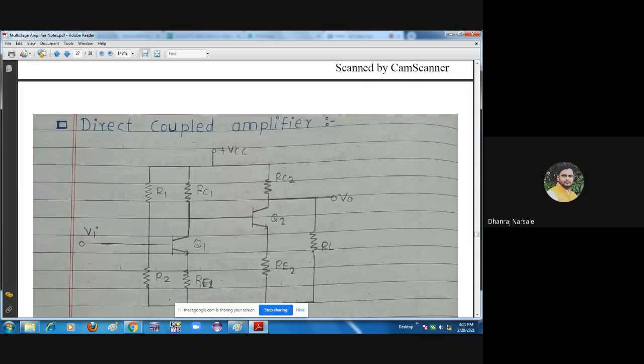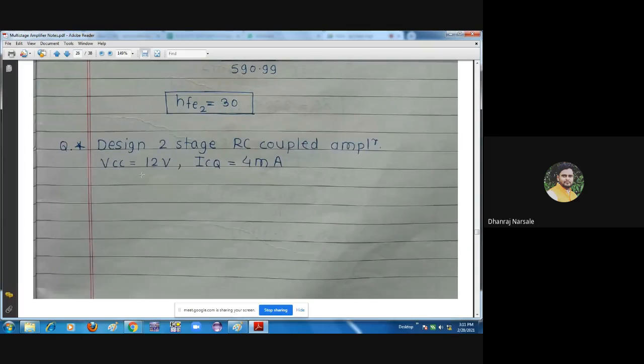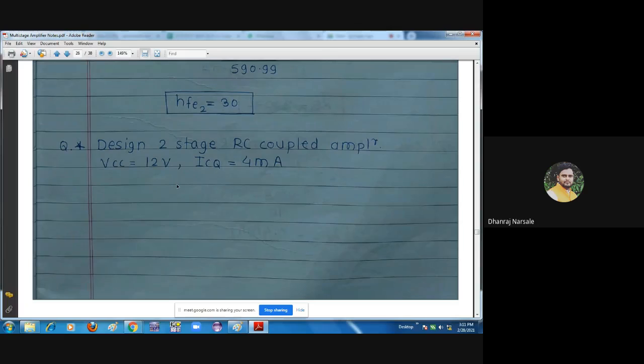If anybody is having a problem or a doubt, they can ask regarding the question I have given for the homework. Design a two-stage RC coupled amplifier for the following details: VCC is equal to 12 volt and ICQ is equal to 4 milliamp. Has everybody solved this problem or not?